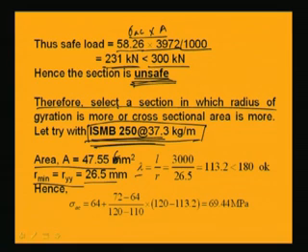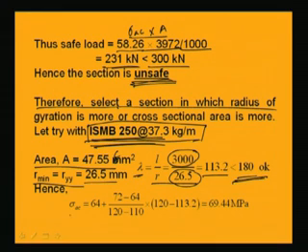Now, lambda we can find out. Lambda will be L by R, where R is 26.5 and L is the effective length which is given as 3000 millimeter. So, this is coming 113.2 which is less than 180. So, from slenderness point of view it is okay. So, this check we did.